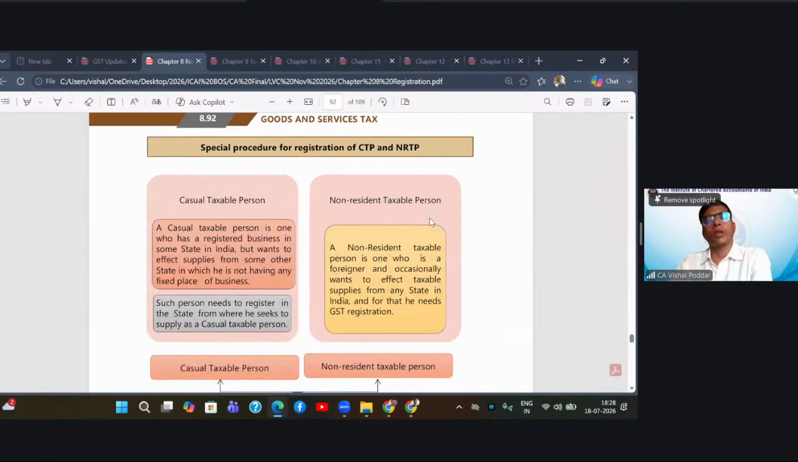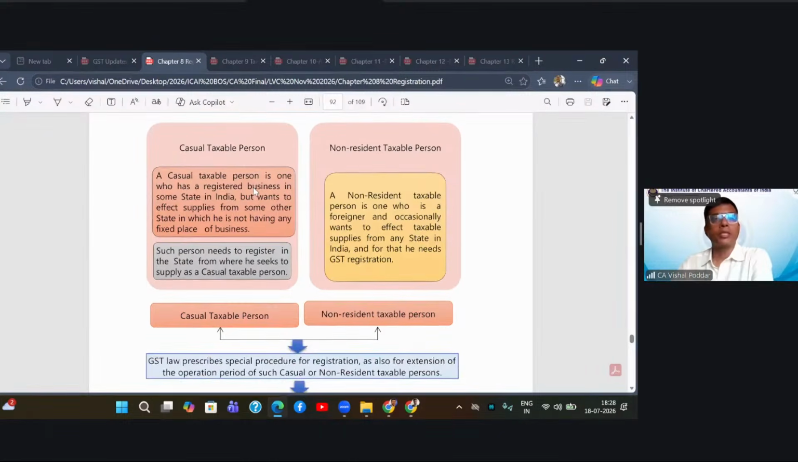Now, going to the special procedure, which is for CTP, NRTP. So for CTP, as we discussed, he has to make a registration prior. Now, who is a CTP? A CTP is that person who is registered in India but in some other state, and he's traveling to another state for, let us say, participating in an exhibition, from where, for a temporary period like 2 days, 7 days, whatever is the exhibition period, the person will be making supplies from there. So such a person needs to register in the state from where he is seeking to supply as a CTP.